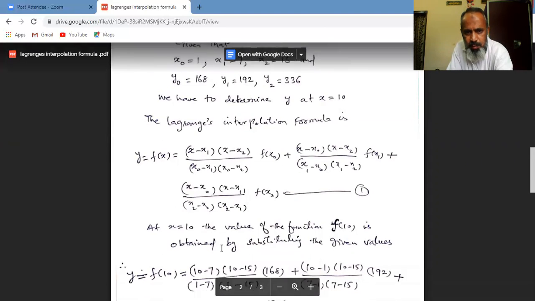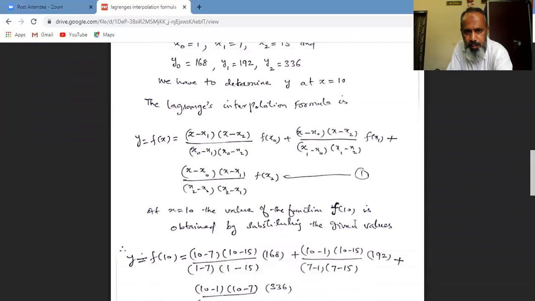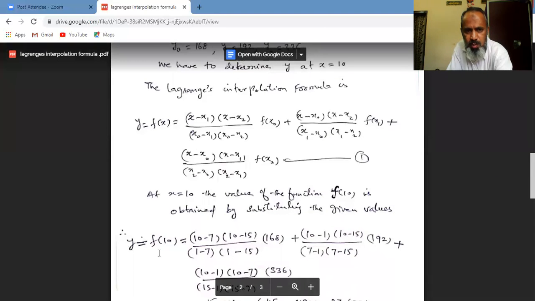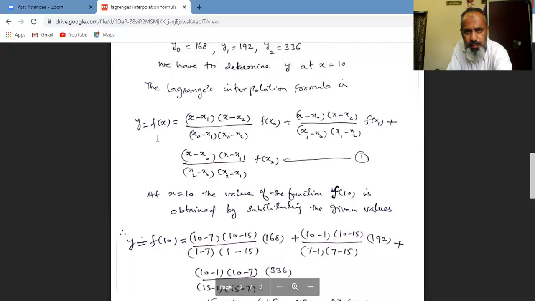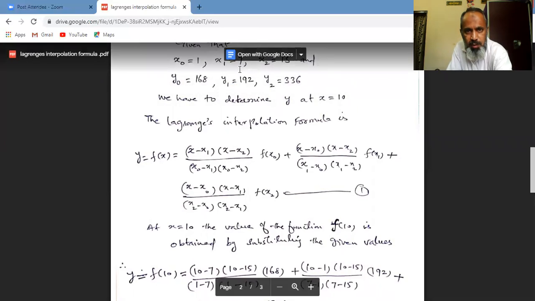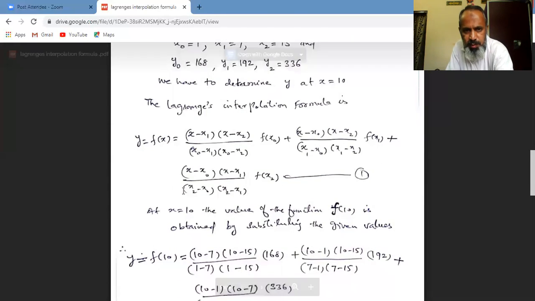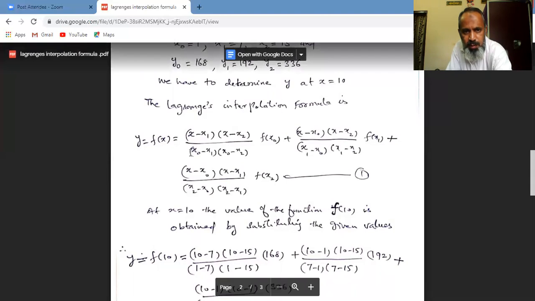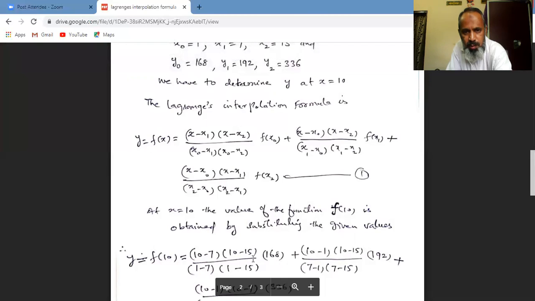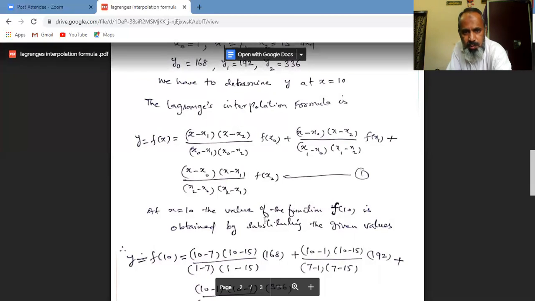So at x = 10, the value of the function f(10) is obtained by substituting the given values. Now we are substituting x = 10 in the given function. In place of x we are substituting 10. What is x1? x1 is 7. So x1 is 7, x2 is 15, x0 is 1. We are substituting in this equation. So (x − x1), (10 − 7), (10 − 15) by (x0 − x1), (1 − 7), (1 − 15) into f(x0). f(x0) is 168.